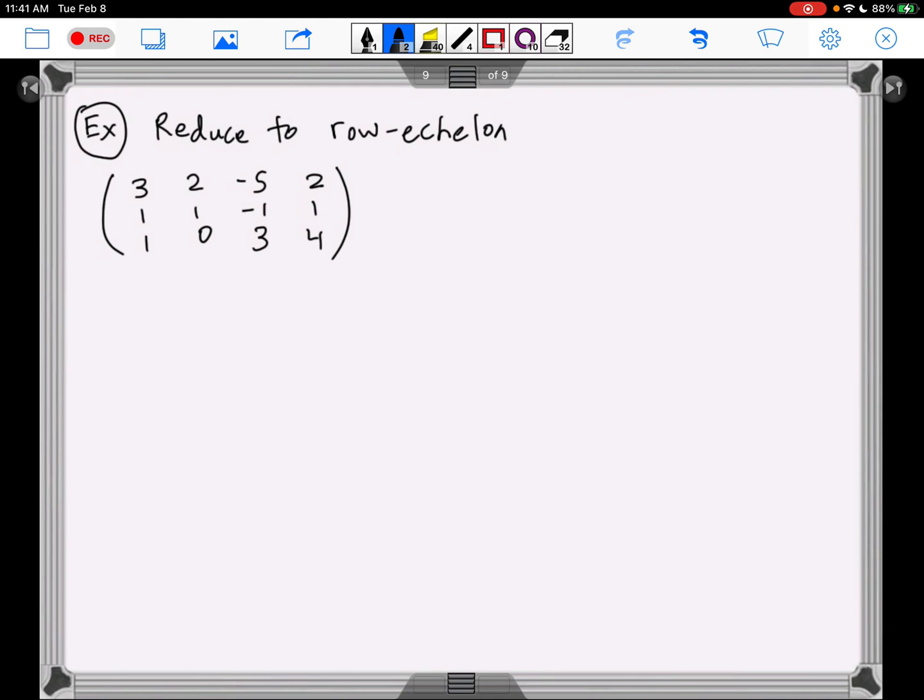So what could we do first? Well, to get a 1 in the upper left corner, we could just do something easy, which is to swap row 1 and row 2, right? Just like last time. So we're going to permute row 1 and row 2. If we do that, we end up with 1, 1, -1, 1. Then we get 3, 2, -5, 2. And the last row stays the same.